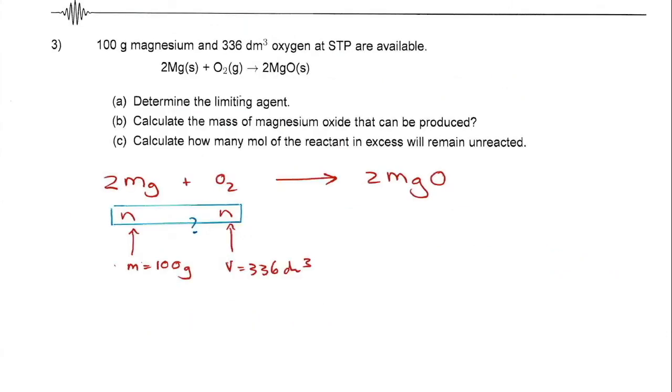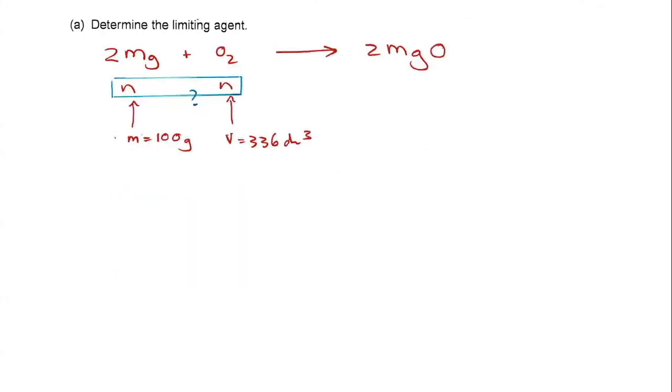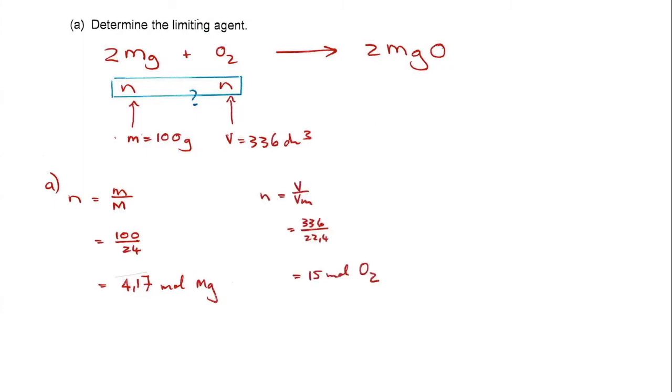In question 3, they give you magnesium and they give you oxygen. They tell you 100 grams of magnesium and 336 cubic decimeters of oxygen at standard temperature and pressure are available. So they give you mass and they give you volume. And the first question is determine the limiting agent. Now the first step is definitely converting to moles.